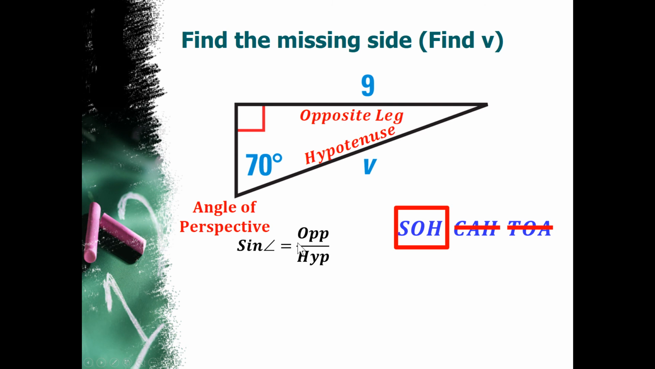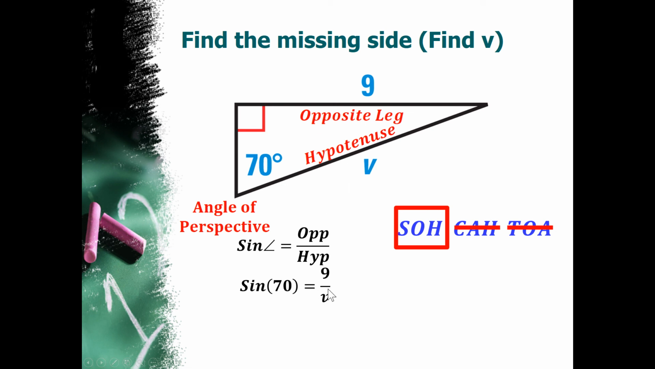The sine of the angle is equal to the opposite leg over the hypotenuse. Plug in our values. Our angle is 70 degrees. Our opposite leg has a length of 9. Our hypotenuse has a length of v, or represented by v.